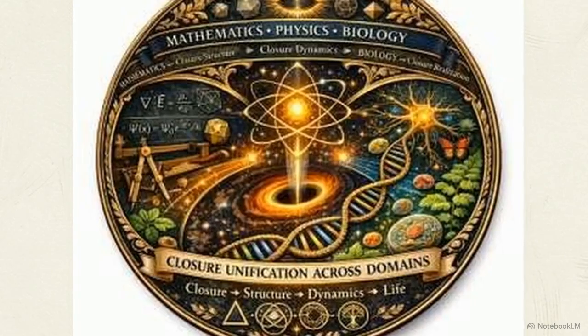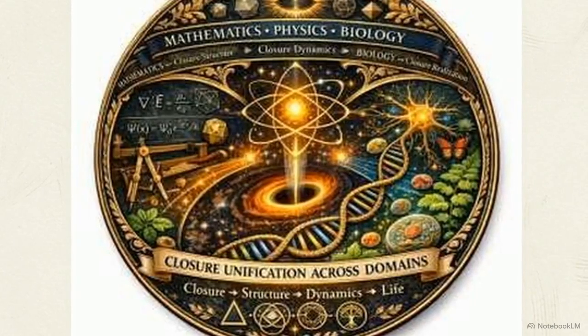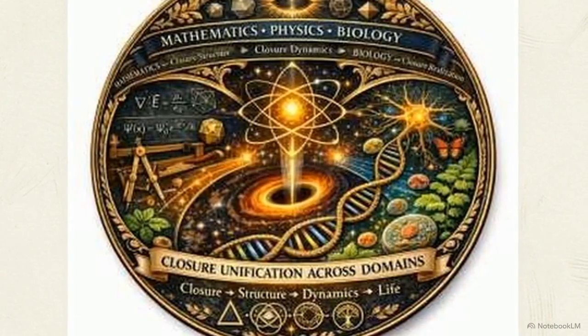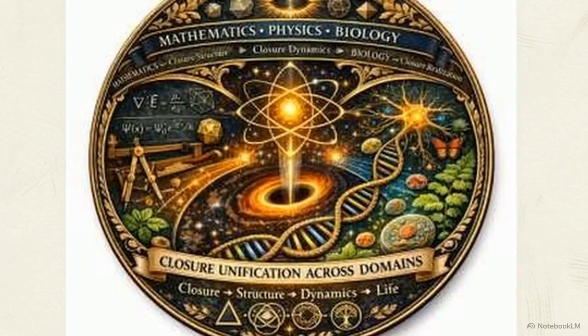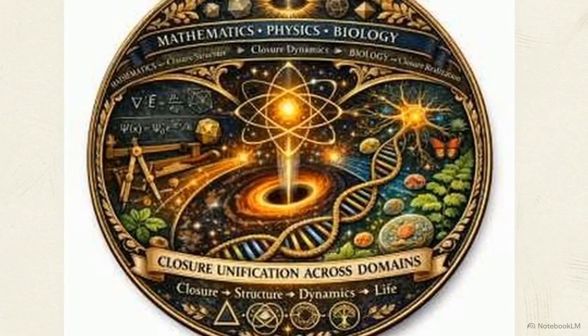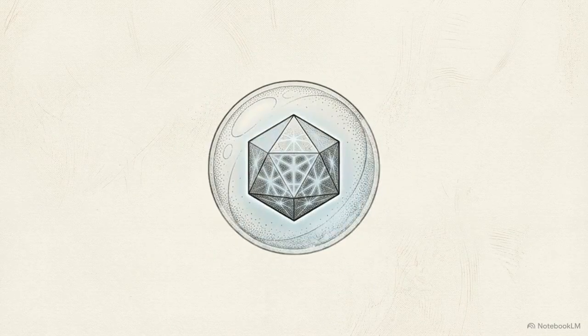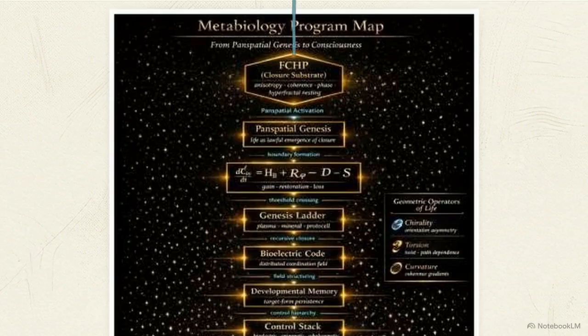This emblem maps the framework's core progression. Mathematics provides the structural constraints, physics governs their dynamical evolution, and biology represents their physical realization in living form. Under this model, biological life is derived logically from the foundational mathematical axioms of space, rather than arising as a departure from them. This flowchart maps the continuous metabiological program.